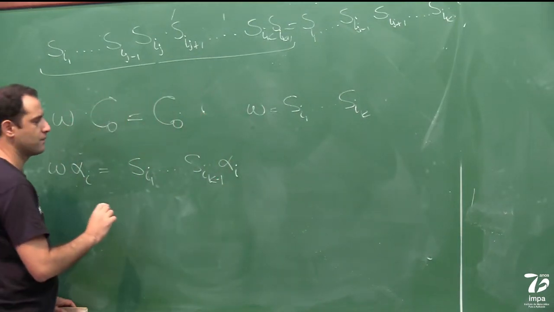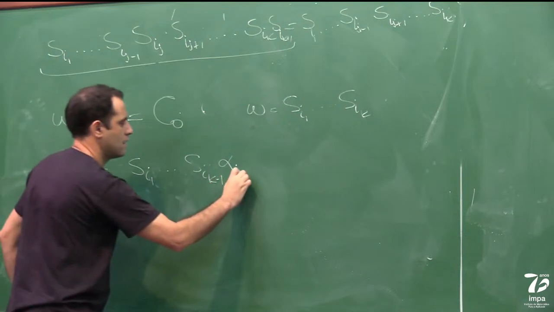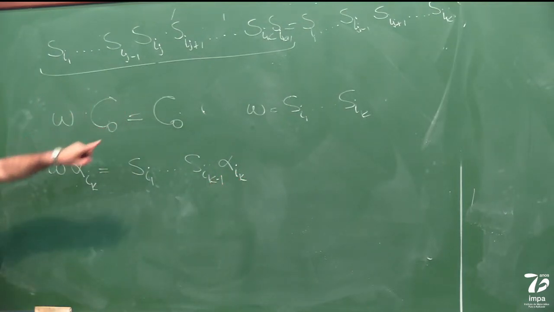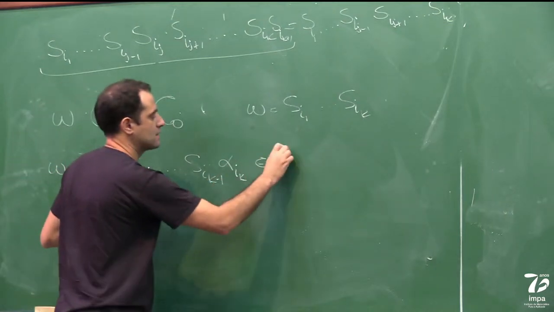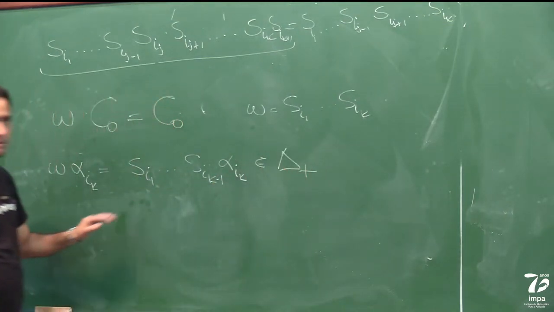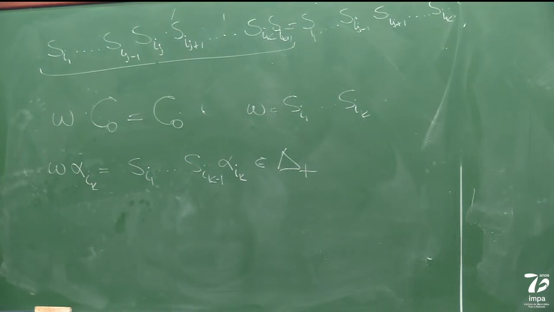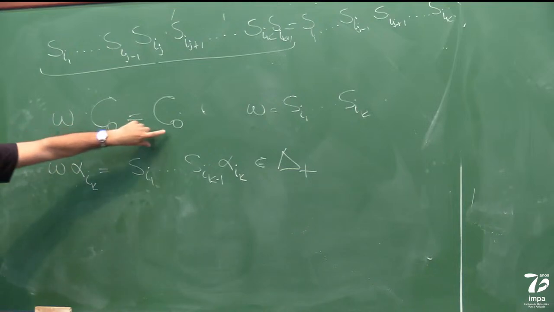if I do this, and I apply to ik, for that expression to be reduced, this thing here needs to be in delta plus. So that was the condition. Otherwise, the lemma tells me that this expression was not reduced. So I want to prove that there's no non-trivial W that satisfies this condition.